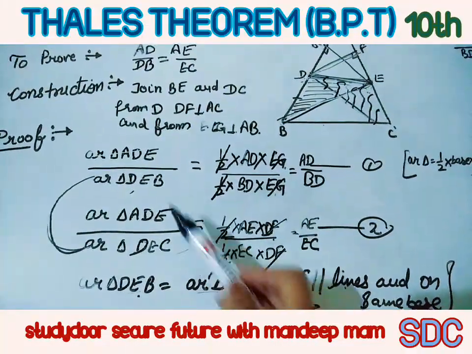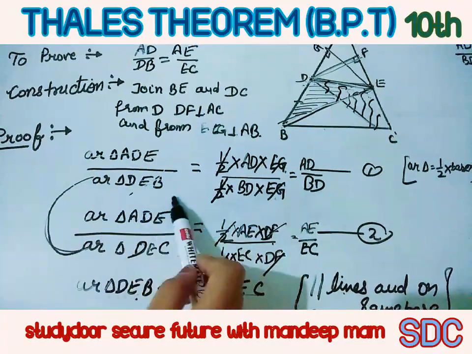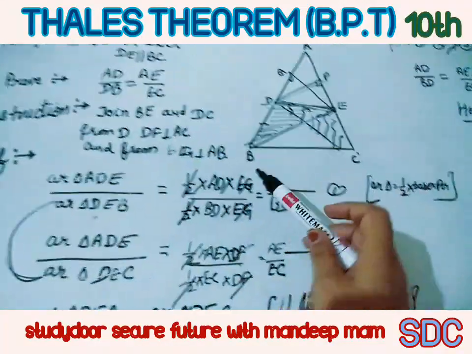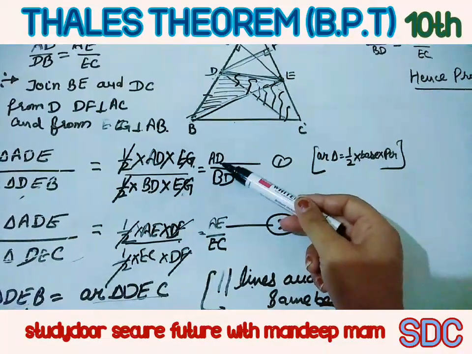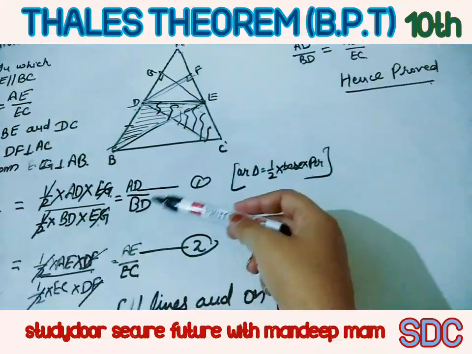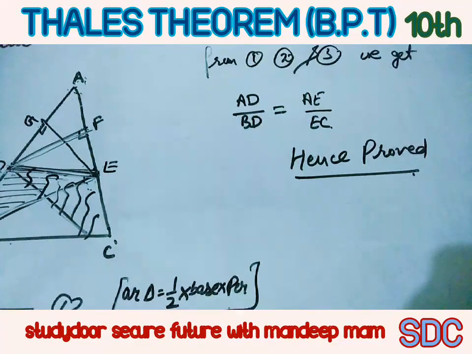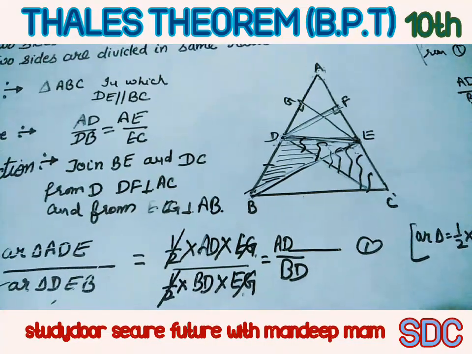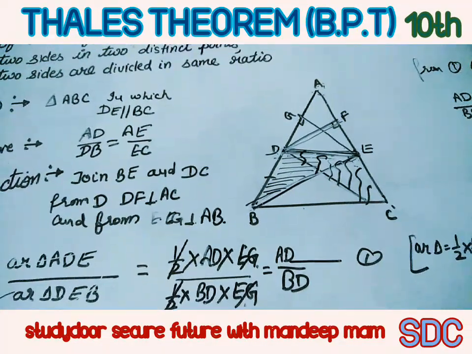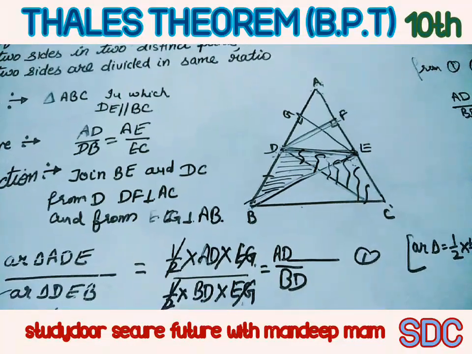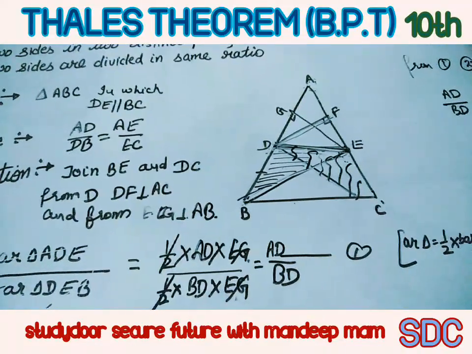Comparing these three, we find that these two sides are equal. So our right hand side will also be equal. We can write it AD by BD is equal to AE by EC. Hence proved. So students, today we have done the Thales theorem, which is also called the BPT, basic proportional theorem.